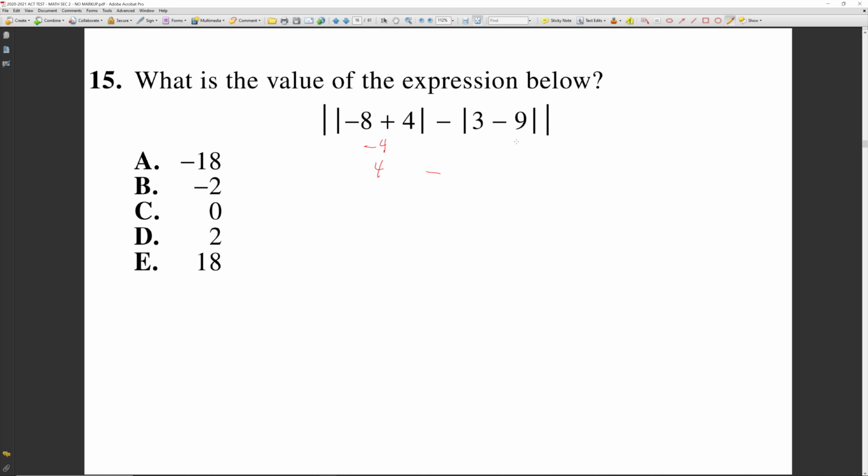Minus 3 minus 9 is minus 6. Take the absolute value of that, and that becomes 6. 4 minus 6, and take the absolute value of that, and that becomes minus 2. Absolute value becomes 2. Answer is D.